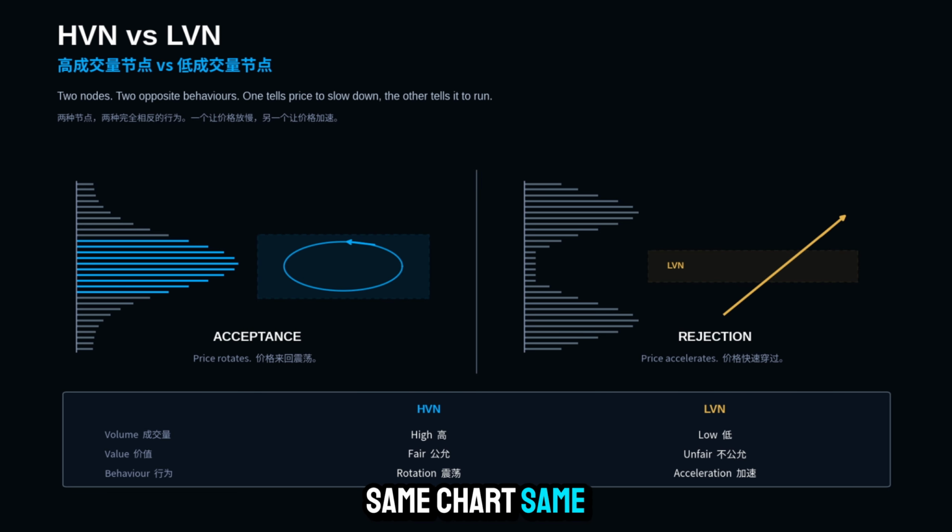Same chart, same instrument, complete opposite behavior. Learn to recognize which one price is entering, because that single distinction changes what you should reasonably expect next. Expect chop in a high volume node, expect speed through a low volume node.